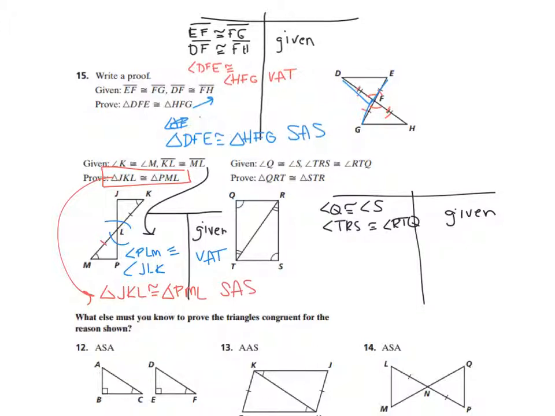And the second one, I already wrote my givens and they're marked. And the next thing I can say is RT is congruent to RT by reflexive. So looking at my triangle, I have enough for angle, angle, side. The side is not included, so that's why I'm using angle, angle, side. So it's triangle QRT is congruent to triangle STR by angle, angle, side.